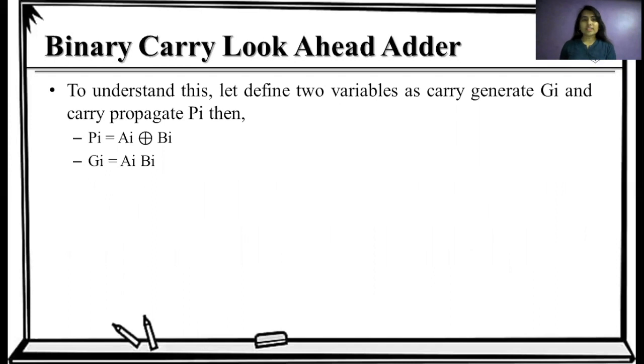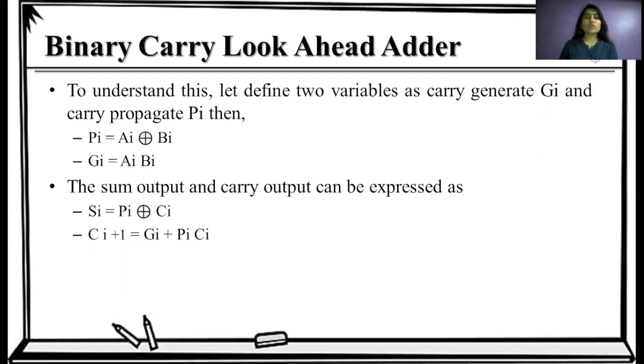To understand this, let's define two variables: carry generate Gi and carry propagate Pi. Then we have Pi equals Ai XOR Bi and Gi equals Ai into Bi. Basically, these are the equations of sum and carry, right? So here we consider Pi as Ai XOR Bi and Gi equals Ai dot Bi.